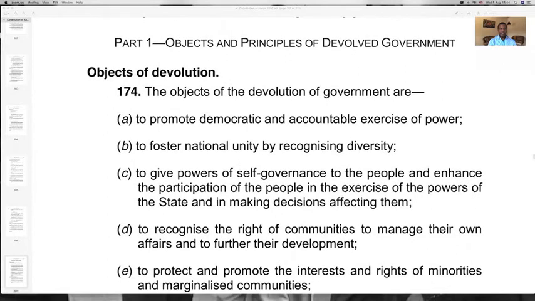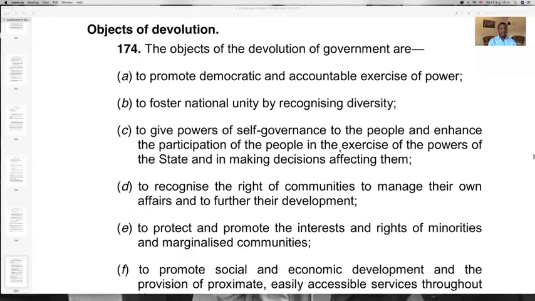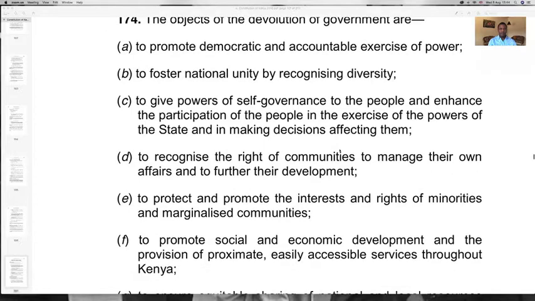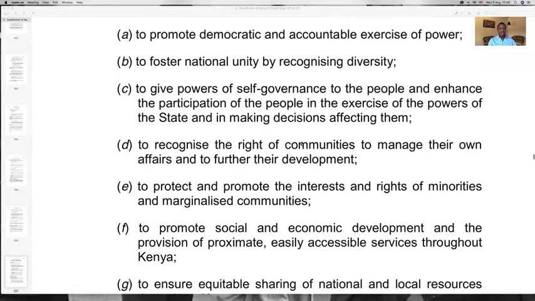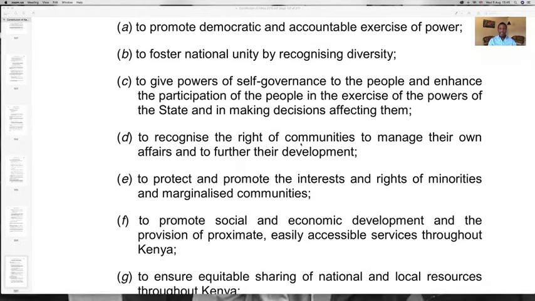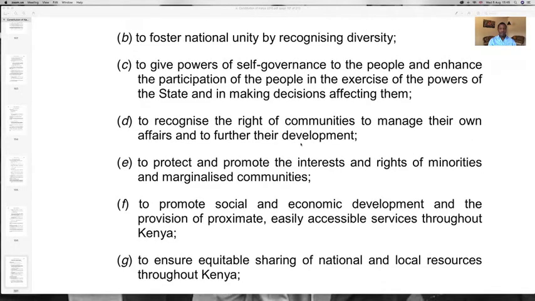Devolution operates in order to achieve the following objectives: to promote democratic and accountable exercise of power, in that power is decentralized or trickles down from the national government down to the county governments for democratic and accountable exercise. The other objective of devolution is to foster national unity by recognizing diversity, in that in Kenya we are diverse, of many cultures, religions, as well as tribes.